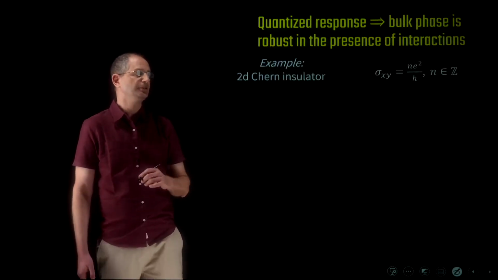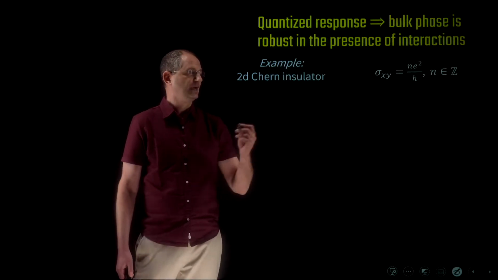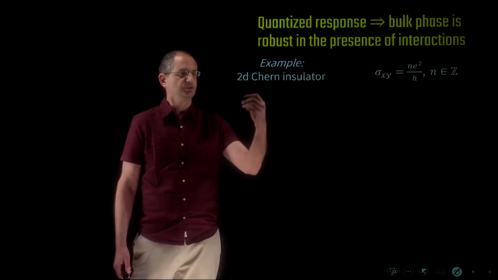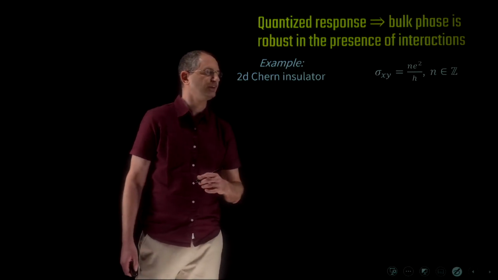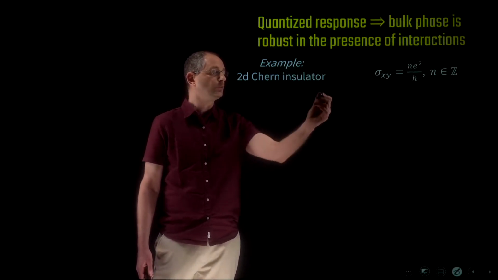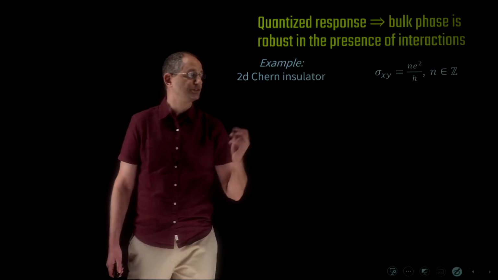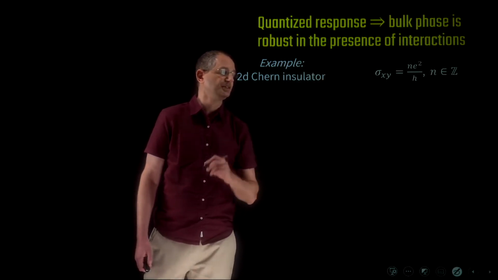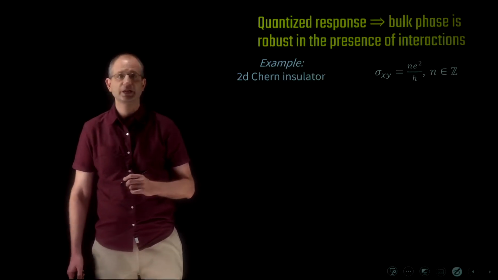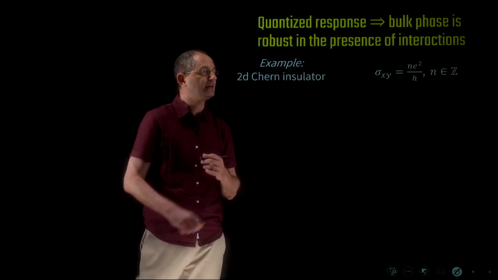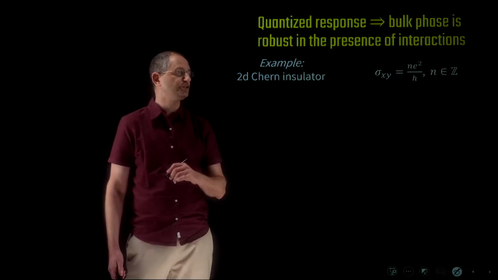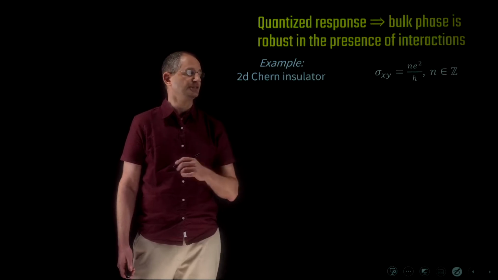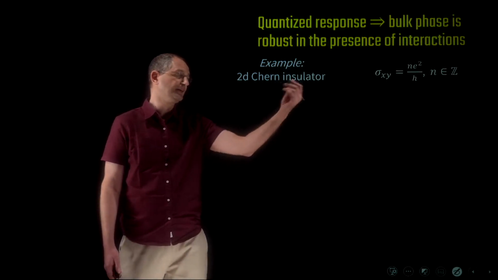So let's go back again to the 2D Chern insulator. And we already saw earlier in the course when discussing, say, the 2D quantum Hall effect, that the Hall response or Hall conductivity of such a system is actually quantized in units of e squared over h. Okay, and this is a response of the many-body ground state, and that cannot change if we turn on some interactions. And the reason it cannot change is it's quantized to an integer.